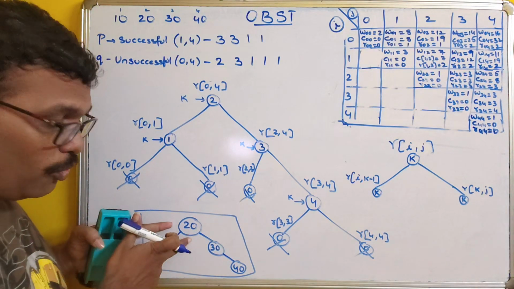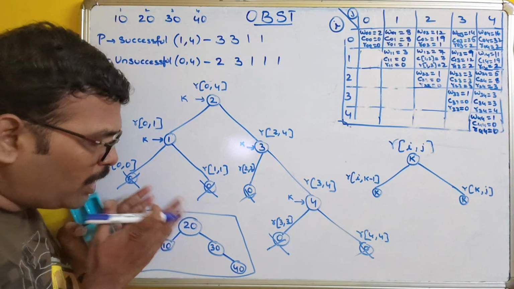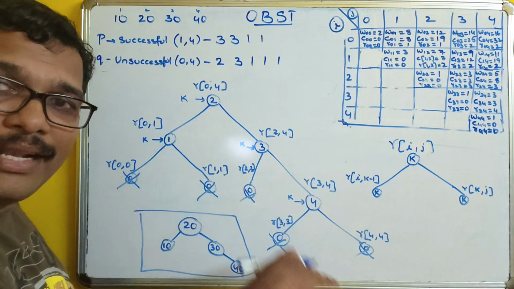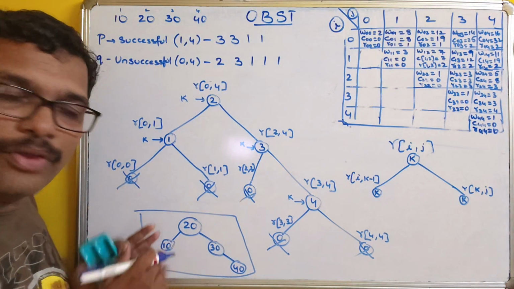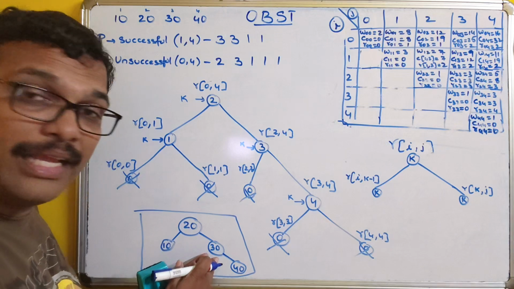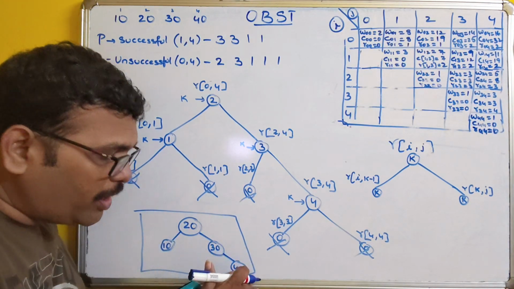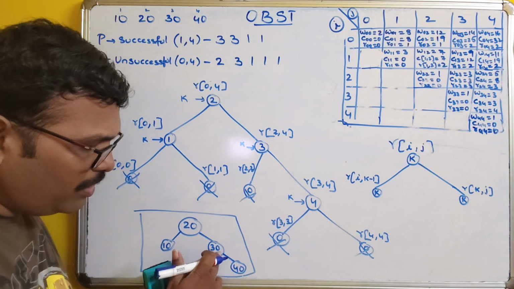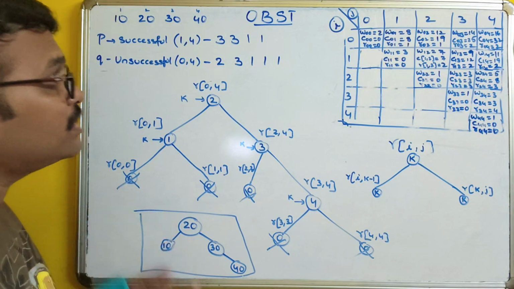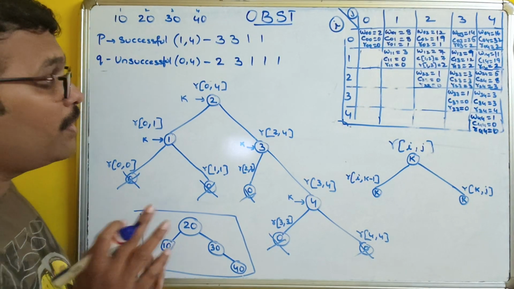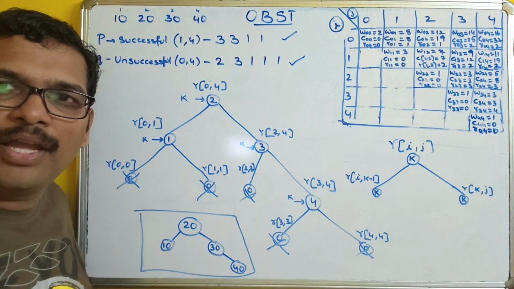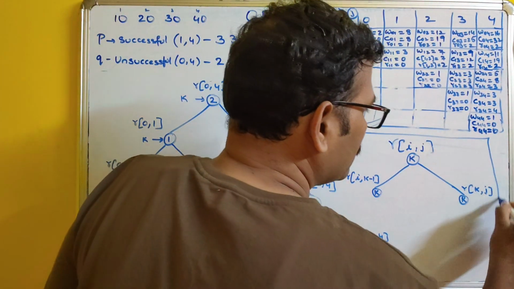You can observe here the root element will be one thing, and all the left subtree will be less than the root element, and the right subtree will be greater than the root element. You can consider anything, 20. Left subtree 10, which is less than 20. Right subtree it is 30, which is greater than 20. And again 30 is having 40 on the right hand side, so 40 is greater than 30. So this is the optimal binary search tree we can construct from the given elements for both the successful searches and unsuccessful searches.